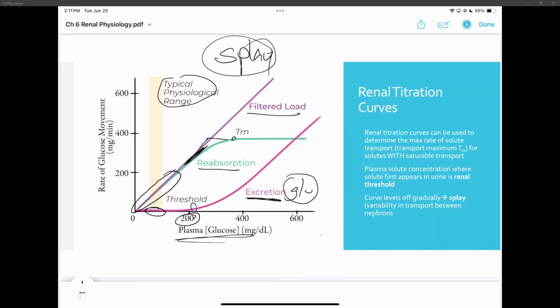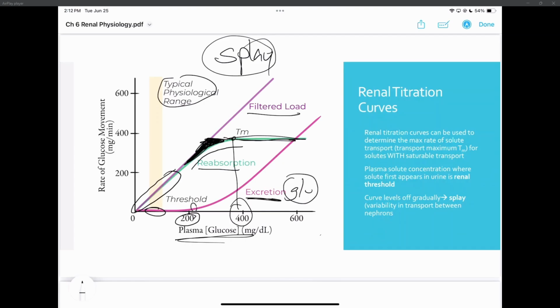This is the splay right here that I'm coloring in. What does this mean? It means that not all the mechanisms shut down all at once. It's a slower process until we are totally saturated. So it starts to curve because we have less ability to reabsorb these things. It's just called splay. It's just this deviation from our normal line for the reabsorption. And then you see here, reabsorption flattens out. We cannot reabsorb any more glucose, roughly about 400.